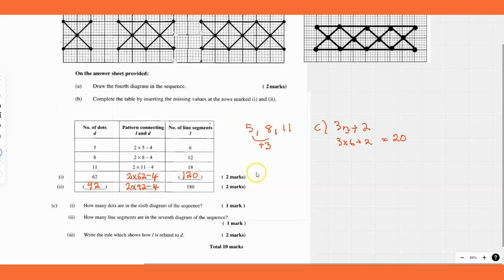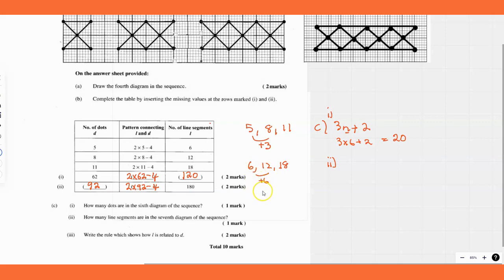Now part 2 of C, so that was part 1. How many line segments are in the 7th diagram in the sequence? So for the 7th diagram, let's look at the formula for the line segment. For the line segment we have 6, then 12, then 18. We realize that it's going up by 6. We're adding 6 every time.